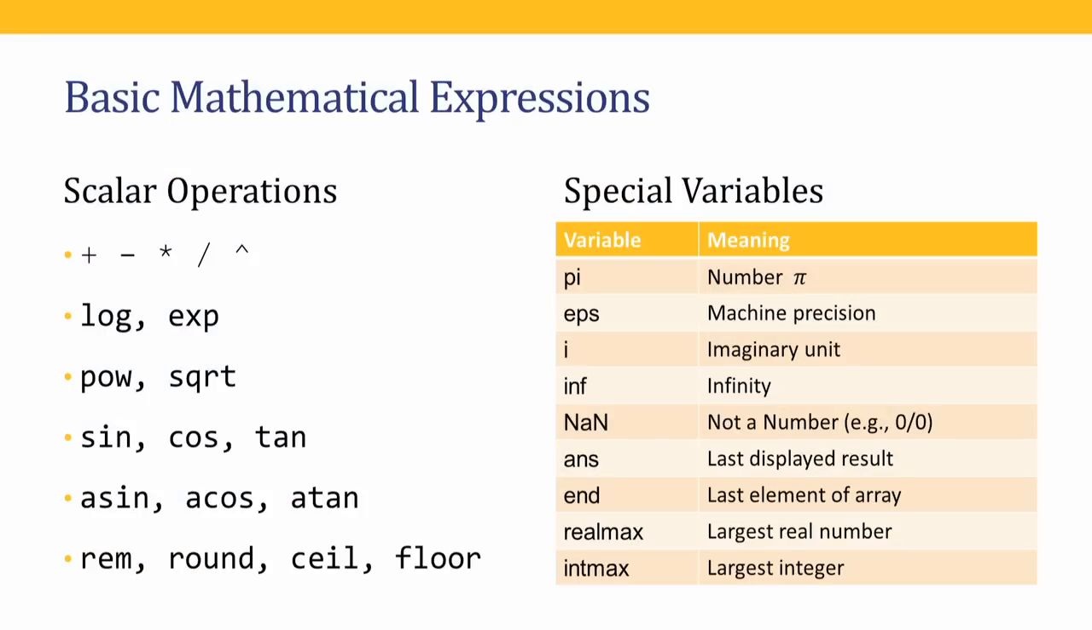The standard scalar operations are plus, minus, multiplication, division and power, that's caret. In addition to that, logarithm and exponent are the ones shown in the second line. Power, square root, sine, cos, tan, arc sine, arc cos, arc tan, remainder, round, ceiling, floor, these are the various scalar operations, and we have special variables that are shown to the right hand side.